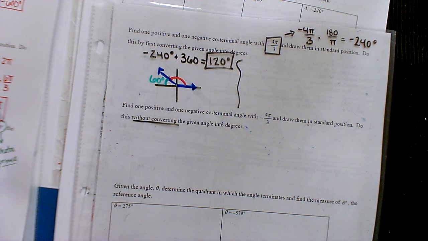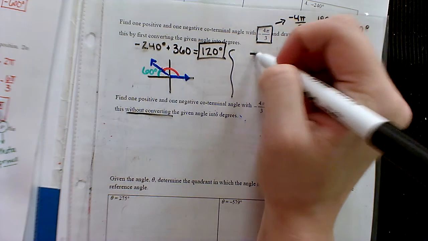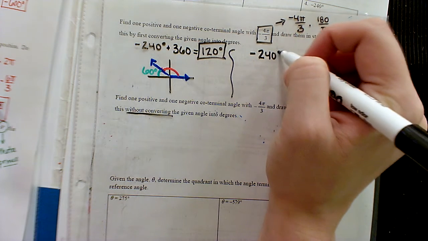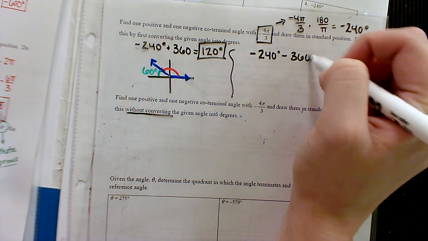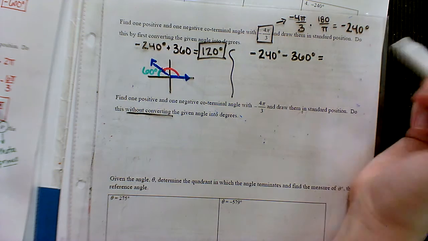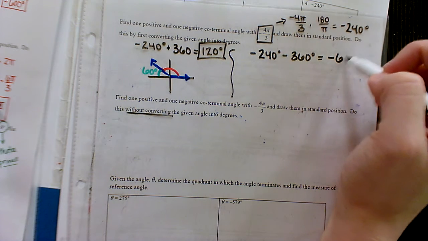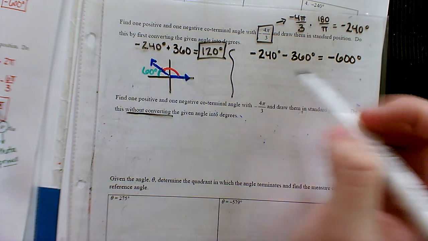They would land in the same exact spot. They would have the same exact reference angle. It just depends on a different angle of rotation or path. It would still get us to the same spot. Let's try a negative coterminal angle. So we'll subtract 360. So that would get us to negative 600.